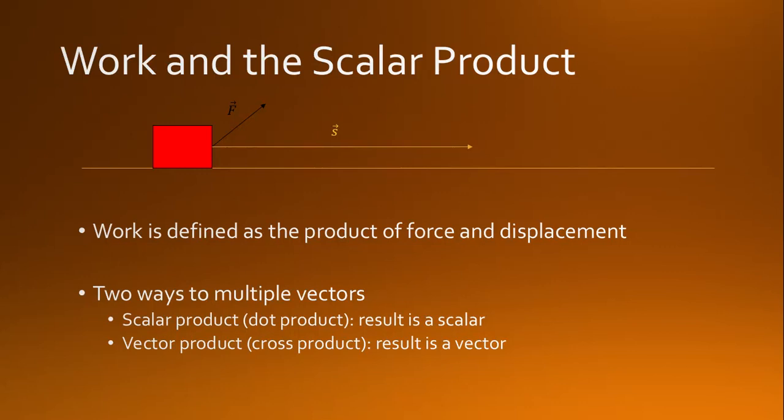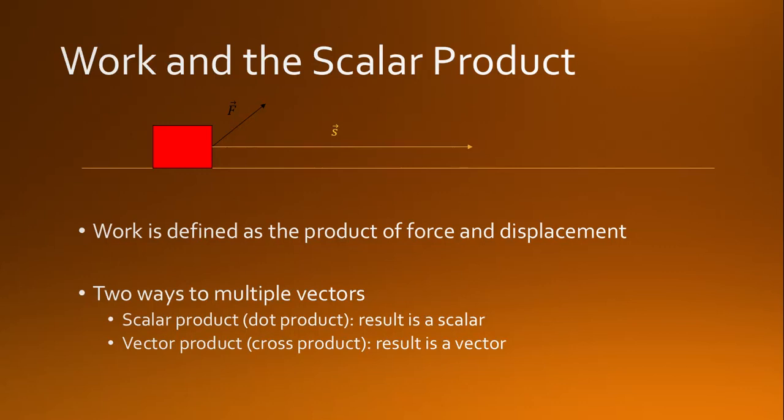One thing to point out about the scalar product is that the one piece of information you really lose is information about direction. The scalar product has no information about direction. Which makes sense, because work is a scalar to begin with, just like energy is a scalar, so there's no direction associated with it.